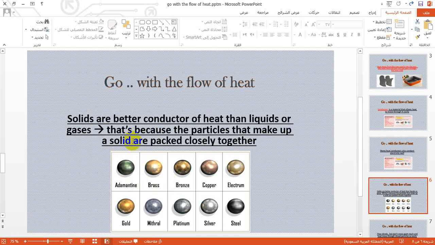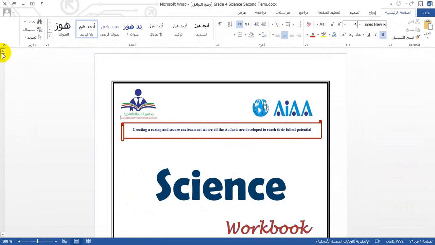That's because the particles that make up a solid are packed closely together. We know solids have particles close to each other. For that reason, the heat will move very fast between the particles. You know what particles mean, guys? Wait for me, I will show you what particles mean by showing you an image.